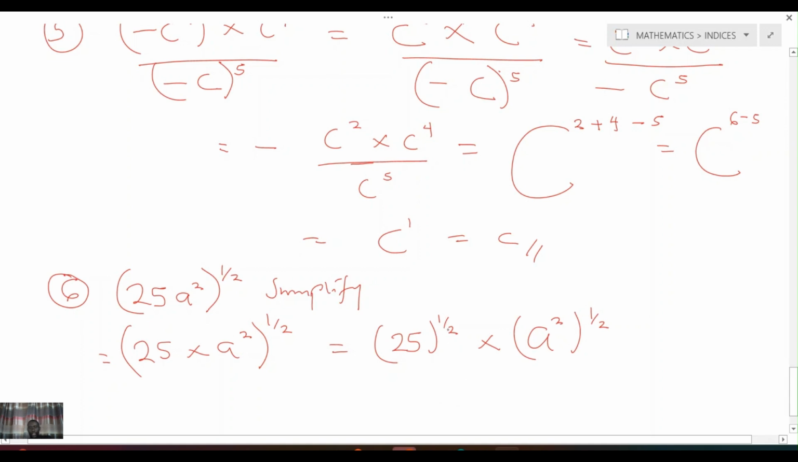So, from the rule of indices, we know this will be equal to the square root. Don't forget that 2 is there, but we don't write it in mathematics. Good. Square root of 25 times a raised to power 2 times 1 over 2. Okay, 2 here 1, 2 here 1. So this will be equal to root of 25, which is 5, times a raised to power 1, which is equal to 5a. This is the final answer.